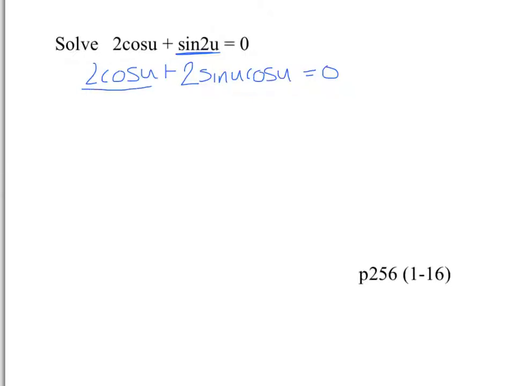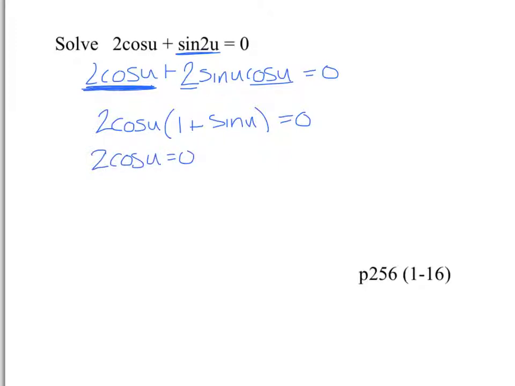And now for the fun part. They both have a 2 cosine u in them, so I can factor that out. When I factor out 2 cosine u, I still have a 1 here, and then I have a sine u. Okay, now that I have 2 things being multiplied that equal 0, I can set them equal to 0. Divide by 2. 0 divided by 2 is just 0. Subtract 1.